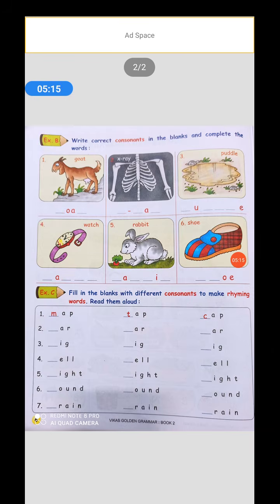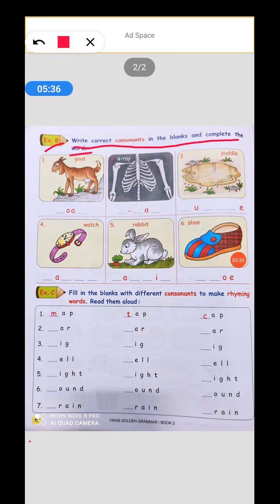So, moving to the next page, we are going to start exercise B. Write correct consonants in the blanks and complete the word. What did we do in exercise A? We wrote the vowel words. And now what do we have to do? We have to write the consonant words.